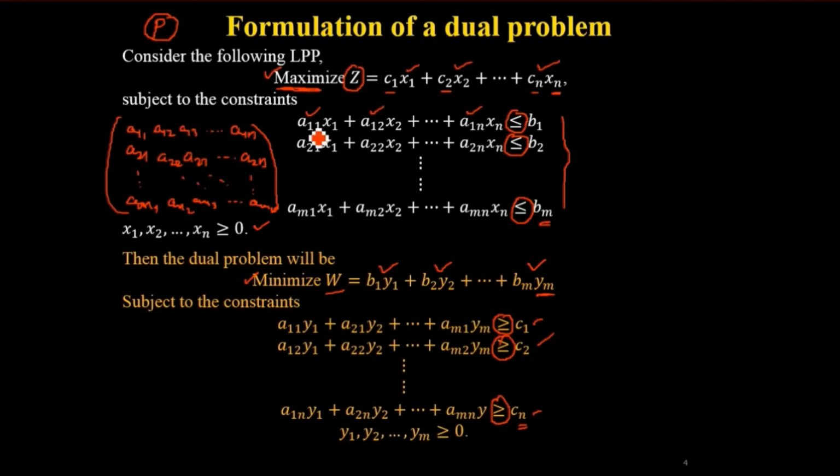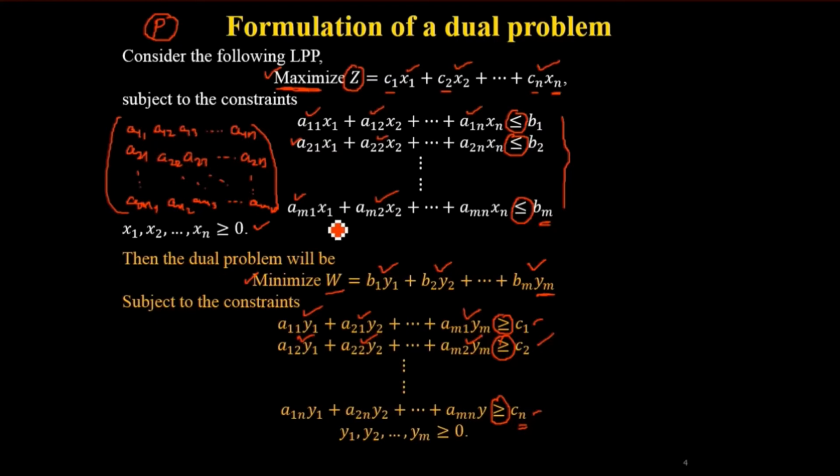Now the body matrix also changes, you see, a11 x1 is there, okay, so a11 is there. Now a12 x2 is there, but here it will be a21 y2, that means this way it is going column wise, a11 y1, a21 y2, and so on, am1 ym, like that you have to write, a12 y1, a22 y2, and so on, a2m ym is greater than or equal to c2, like that.